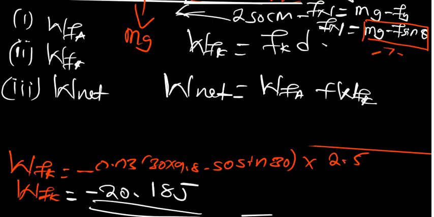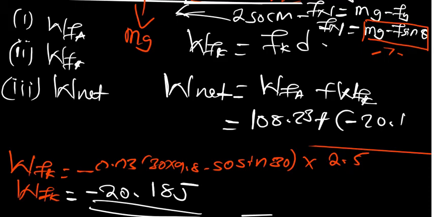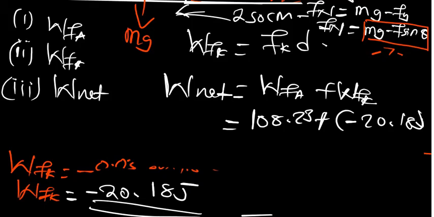So those having calculators, what would be the work net in this case? The work net is going to be what? This minus 108.23 needs to be 110.83 joules. That is now my work net.